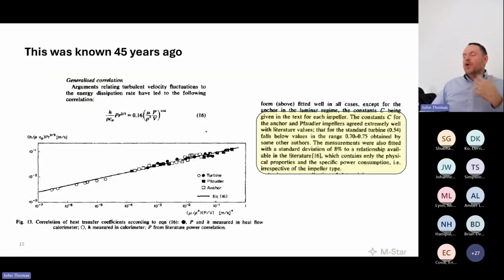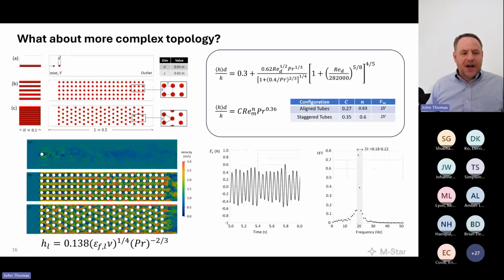It's just interesting. So, if this approach is general, let's apply it to more complex topology. Like general should mean general. Let's look at flow over a cylinder, or flow through tube bundles. If we believe this is true, it should work for these systems too, okay? And let's do that. And there are literature correlations. These literature correlations, I'm not using them in M-Star. We're not using them in a model. We're using them as a validation case.